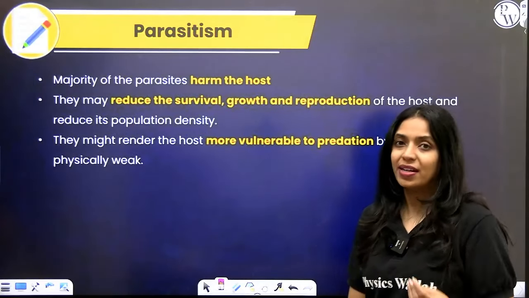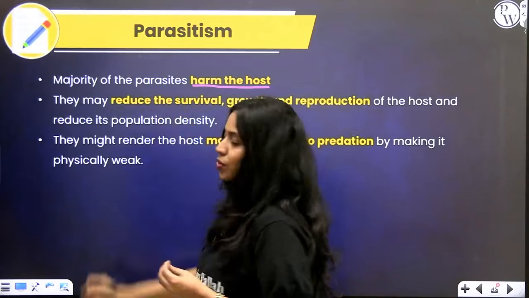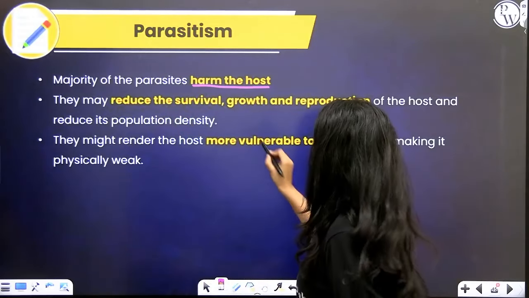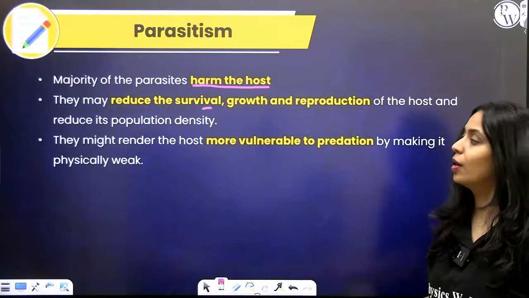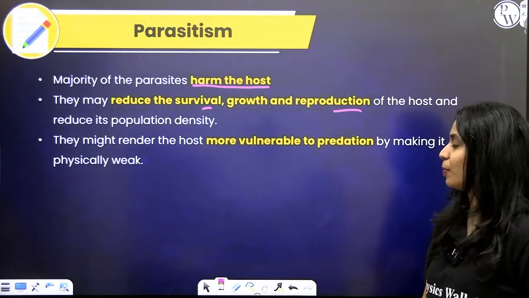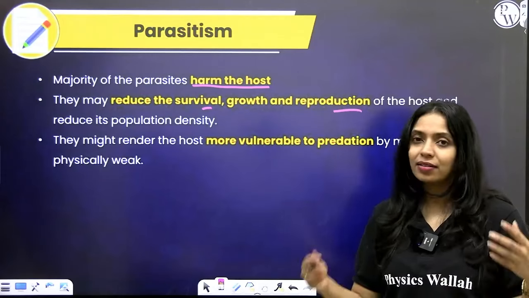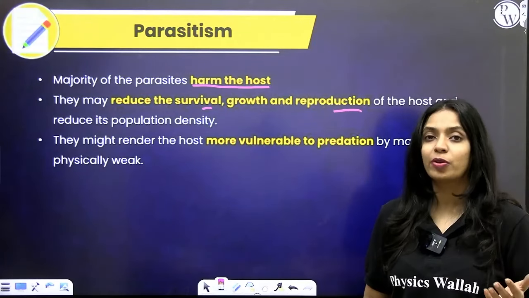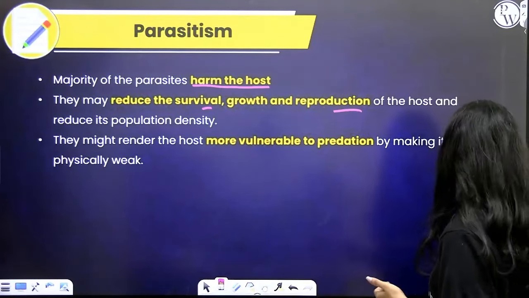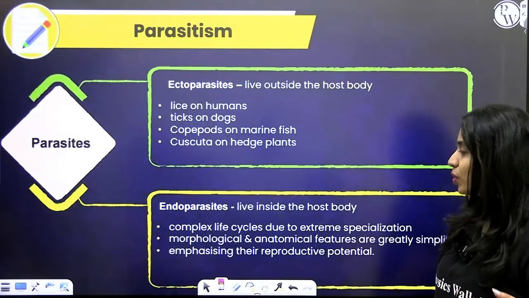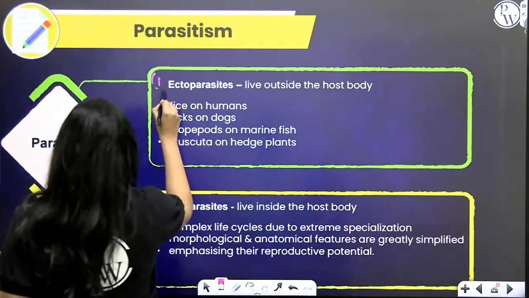Most of the parasites will cause harm to the host. They will reduce the survival of the host, the growth ability of the host, and also the reproductive ability of the host. Sometimes because of a parasite attack, the host will become so weak that the host will become vulnerable to predation as well. Okay, so there are two different types of parasites, ectoparasites and endoparasites.